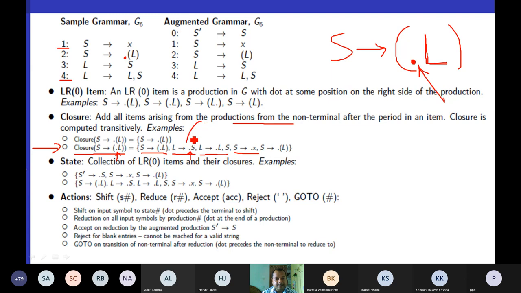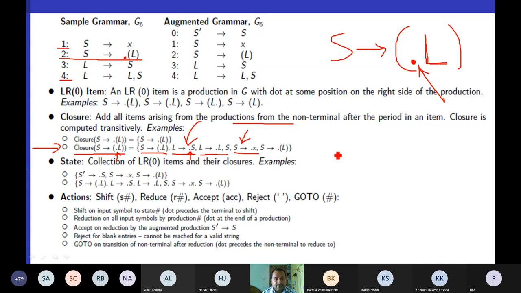And since at this position dot S is there, which means the dot is on the left hand side of S, transitively S derives dot X is also added here. Next, the second production rule will also be added, S derives dot within parenthesis L. Up to this, do you have any question?